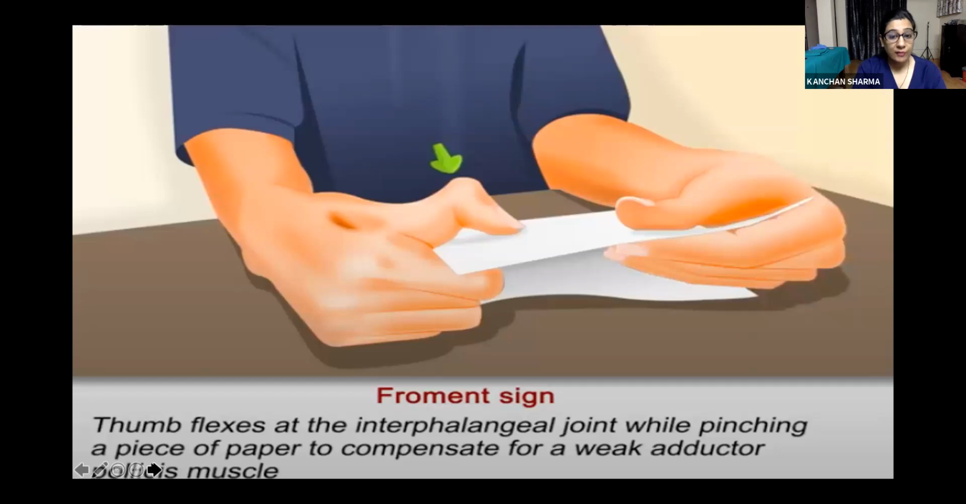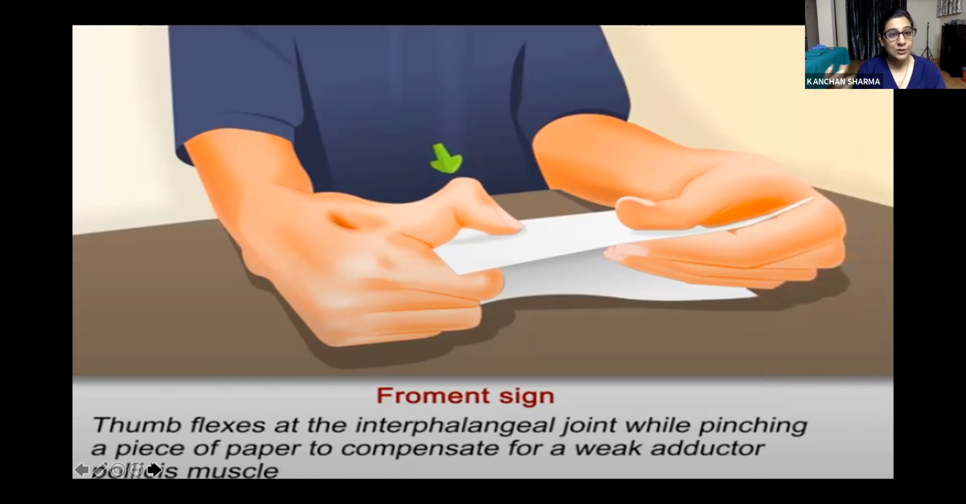Then there is the Froment sign. What is this? You ask the patient to hold this. I told you to remember one muscle, that was adductor pollicis. Now this is the basis of learning that muscle. You give a paper and ask him to hold it with the thumb like this. What will happen? Because the adductor is not working.